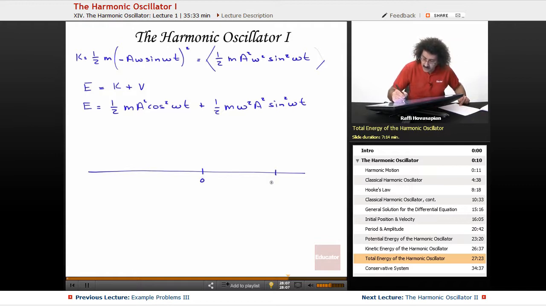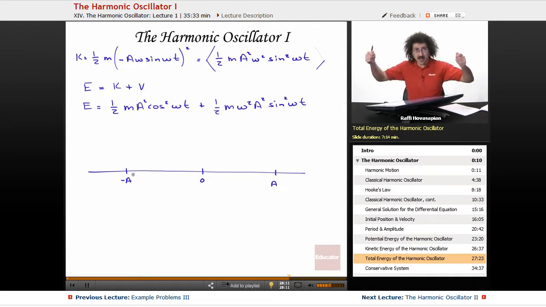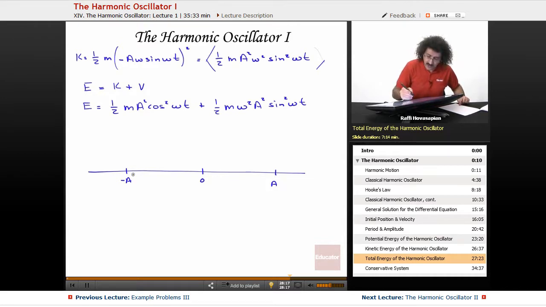Equilibrium position, that's A. This is minus A. A, equilibrium, minus A. It's going to oscillate back and forth like this. Here's what it looks like. There, there, there. Hope I can draw it well. I'm not the best drawer in the world. That's that. And of course we have this up here.